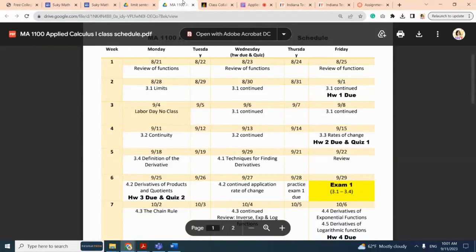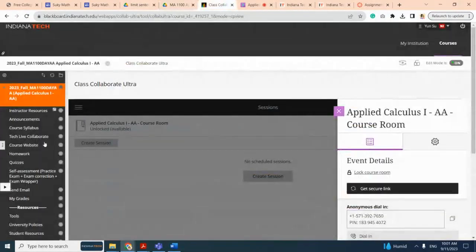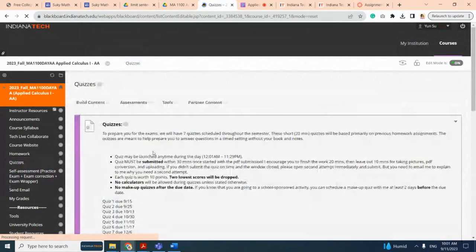With the quiz, we have to take a picture at the end of any work we do, and then submit that. Yes. Usually it's just one page, so you don't have to convert it into a PDF. You just take the picture and upload it in Blackboard. On Friday you will be able to see the quizzes.